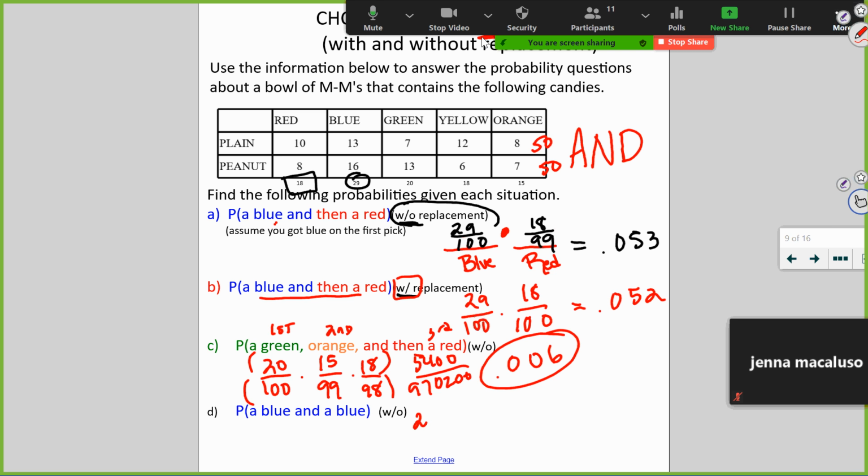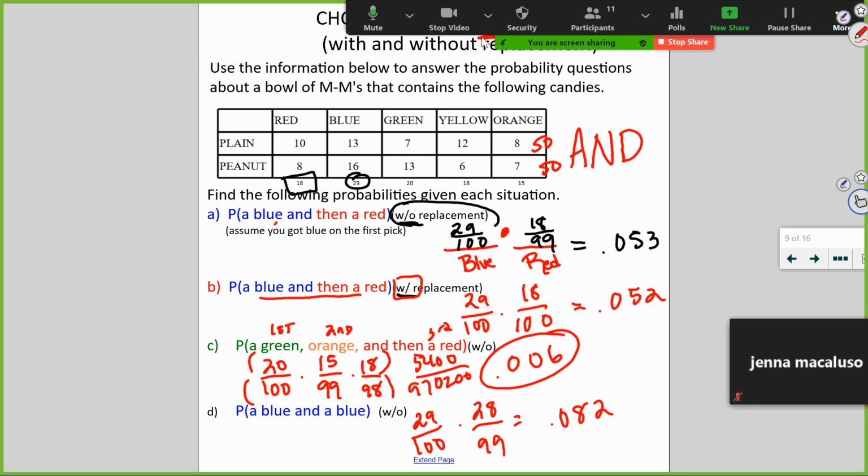So it'd be 29 out of 100. I eat a blue one. I don't have 29 blues anymore. I only have 28. Okay? So we have to reduce that numerator when they are repeated. So when I multiply that, I'm getting 0.082. Okay?